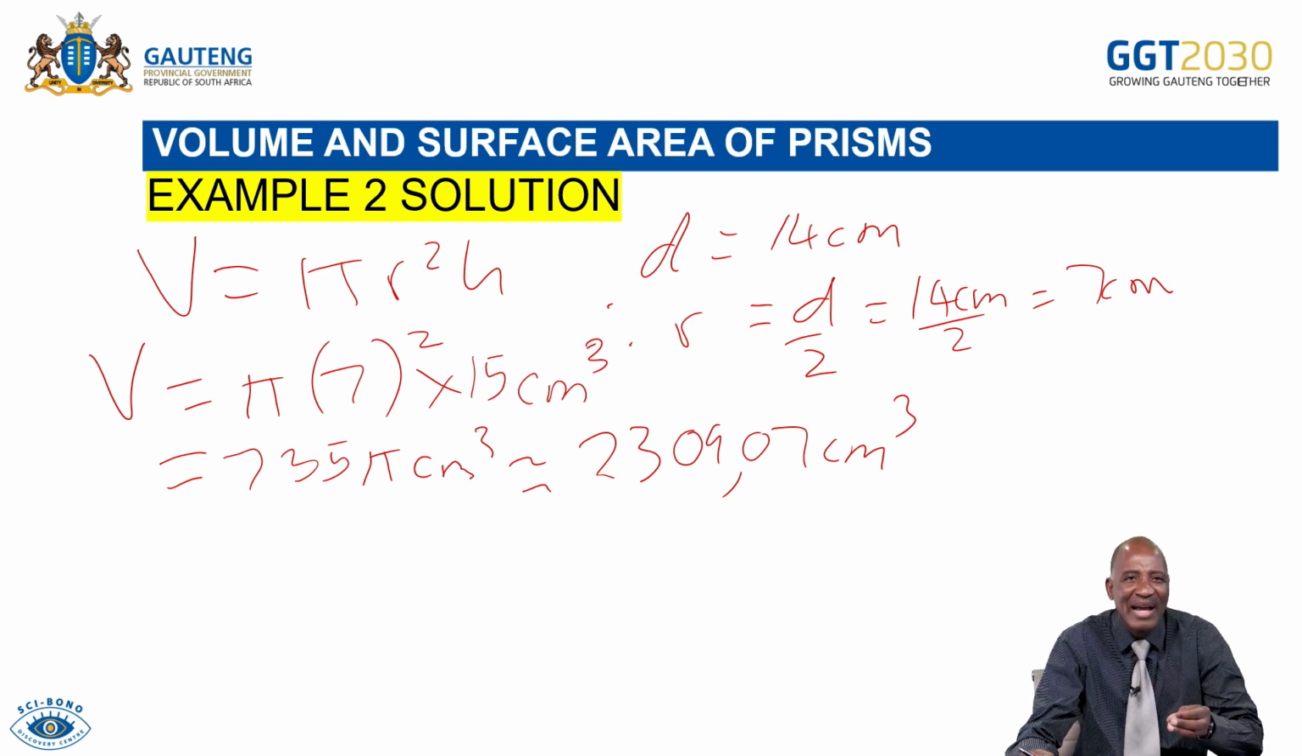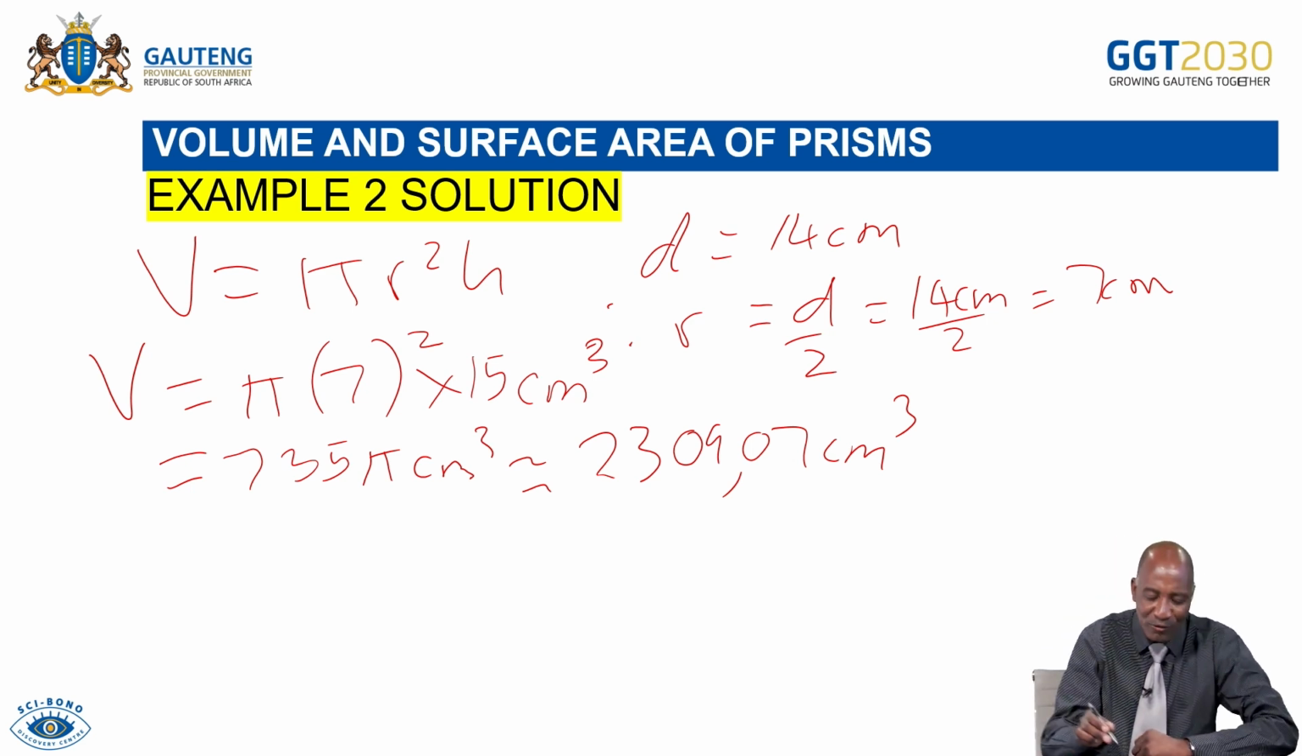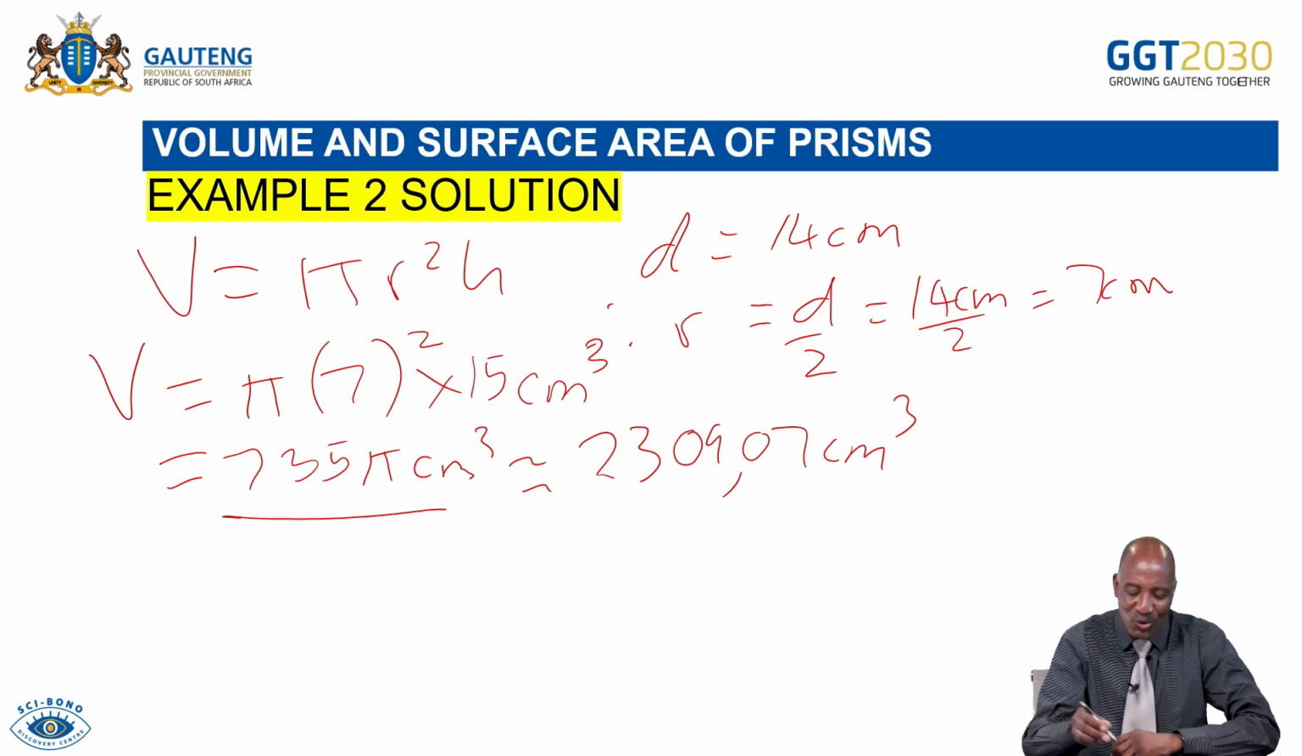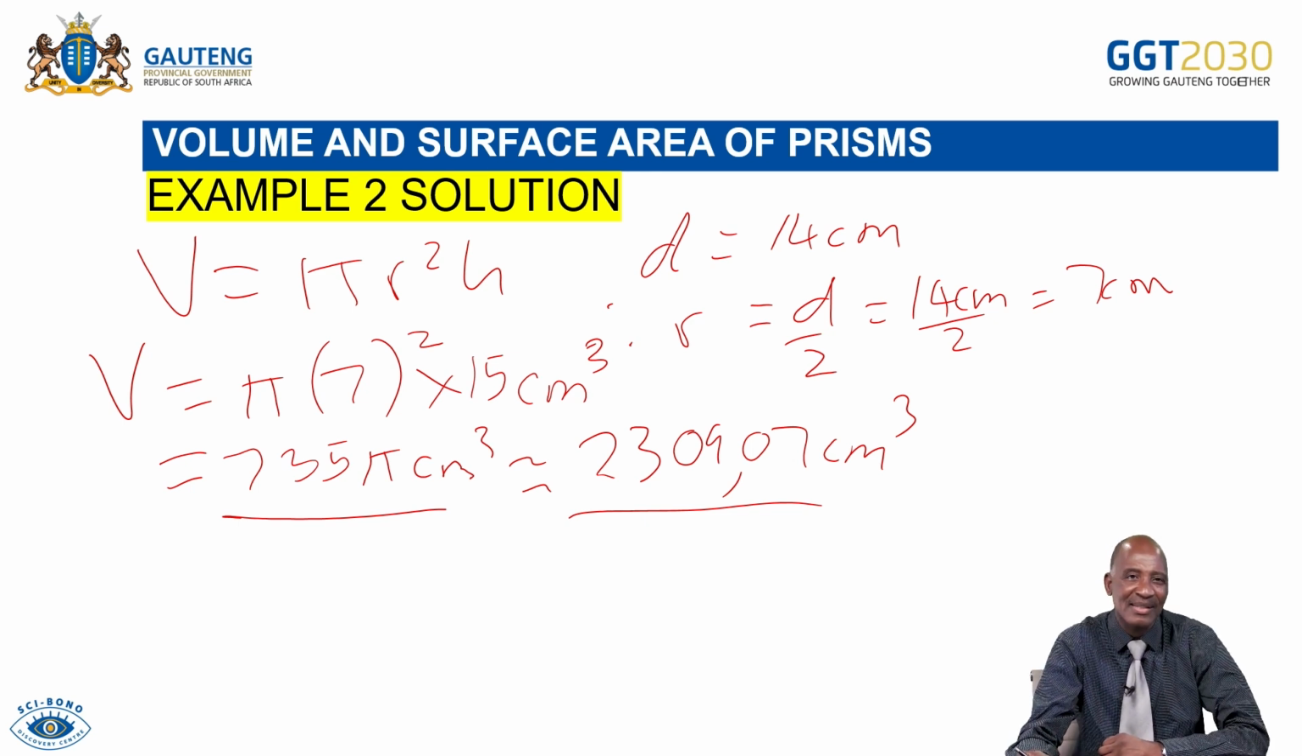I have it in terms of pi. If the question says leave your answer in terms of pi, you could have left it there. There is always an instruction on your instructions page which says if the degree of accuracy is not specified in the question, you always round off to 2 decimal places. But otherwise, either answer is correct. For comparison purposes, you'd rather work with the original answer, which is 735 pi centimeter cubed. When you convert to a decimal, it's the answer that you see there. That is how you could have found your volume.